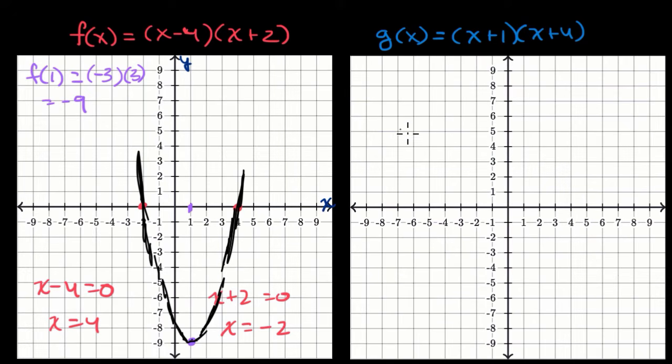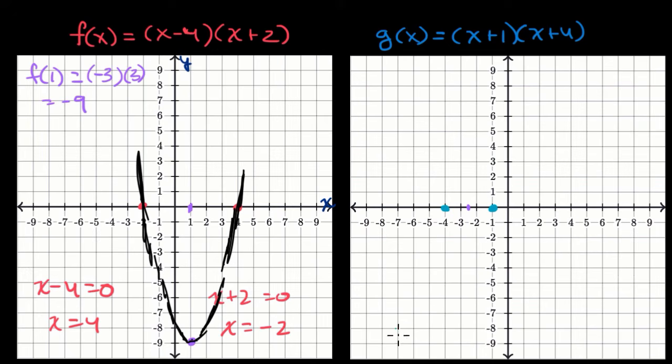Now let's use the same idea to figure out the graph of g of x. Well, by that same notion, the zeros are going to be when x is equal to negative 1, and when x is equal to negative 4. Now, where is the vertex going to be? Well, it's going to be halfway in between negative 1 and negative 4, which is at negative 2.5, so right over there.